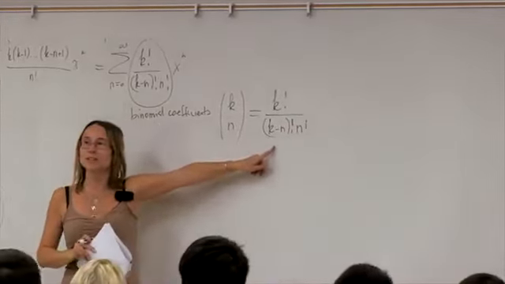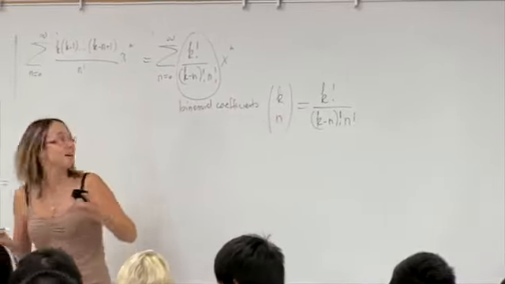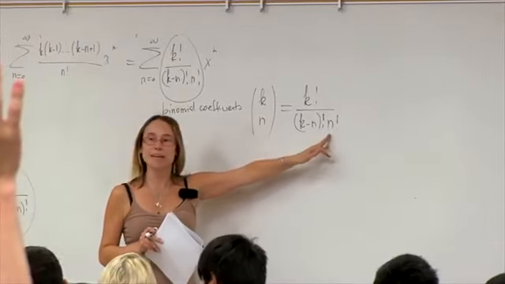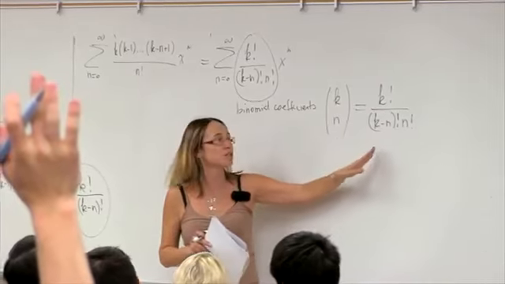If you're familiar a little bit with combinatorics, that tells you how many ways you can pick. If we have k students in the class, and I want to pick a group of n, this is how many different ways I can pick n students out of k.